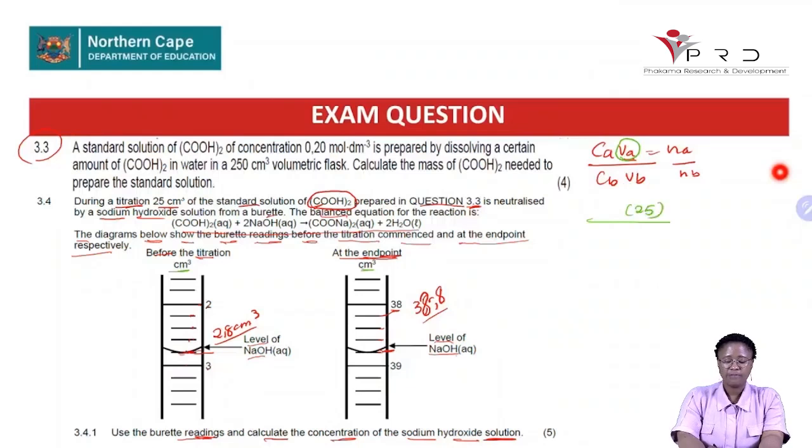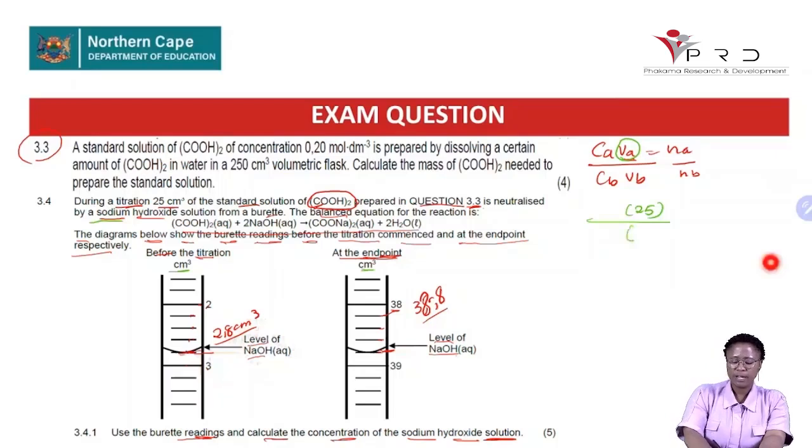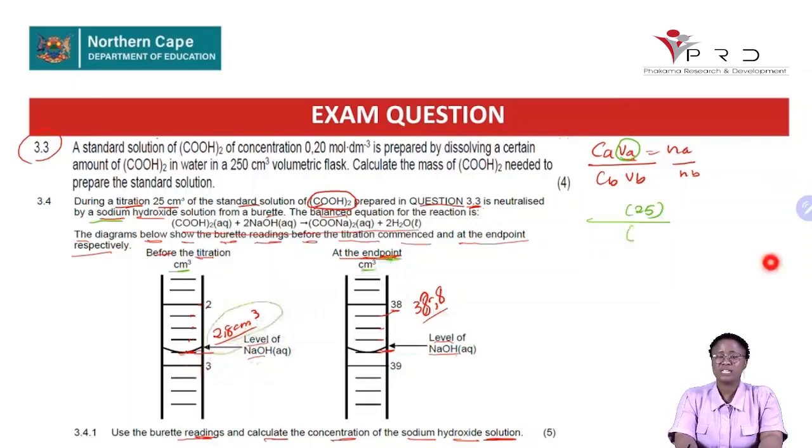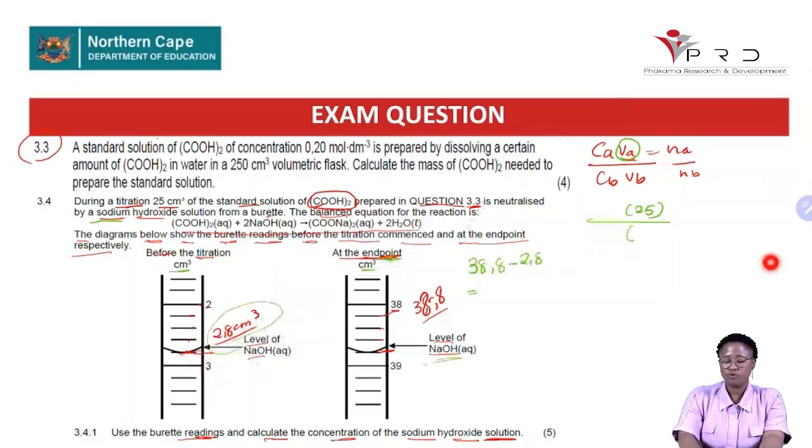All right, 25, and then the solution prepared in question 3.3 is neutralized by a sodium hydroxide solution in the burette. And then the sodium hydroxide solution, what do we have there? We have the volume of sodium hydroxide. What will be the volume of sodium hydroxide? We will have to say the volume at the end point minus the volume before the titration. So that means we will say 38.8 minus the 2.8. We should get the volume of sodium hydroxide that was used for titration.